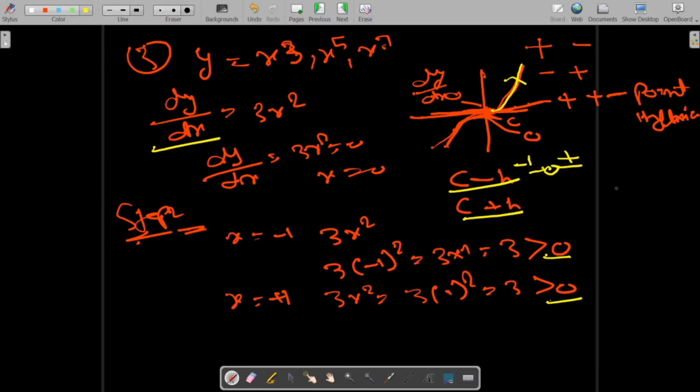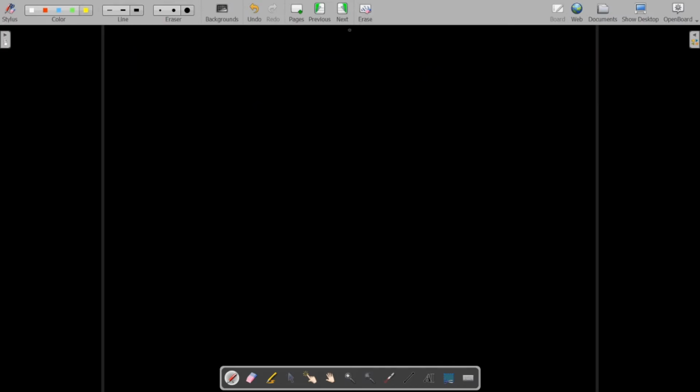So we have two conditions. If it is going from plus to minus or minus to plus, then we can say that it is maxima or minima, as I already explained. If it is plus plus or minus minus, then it is a point of inflection. So let's go to the second derivative test.